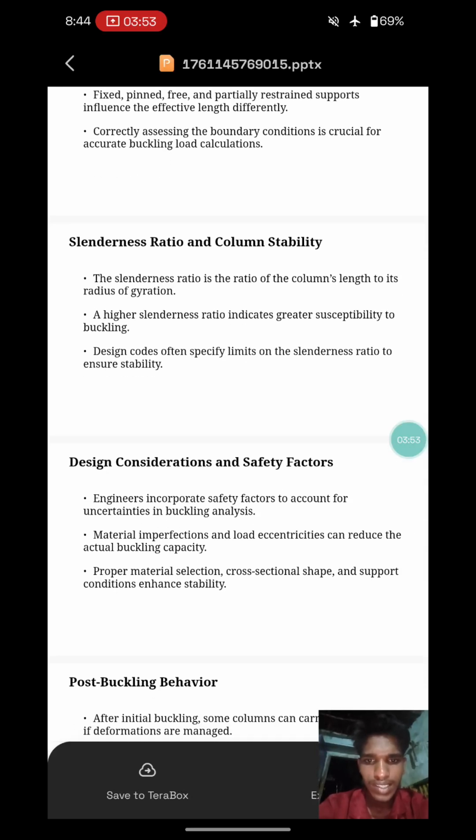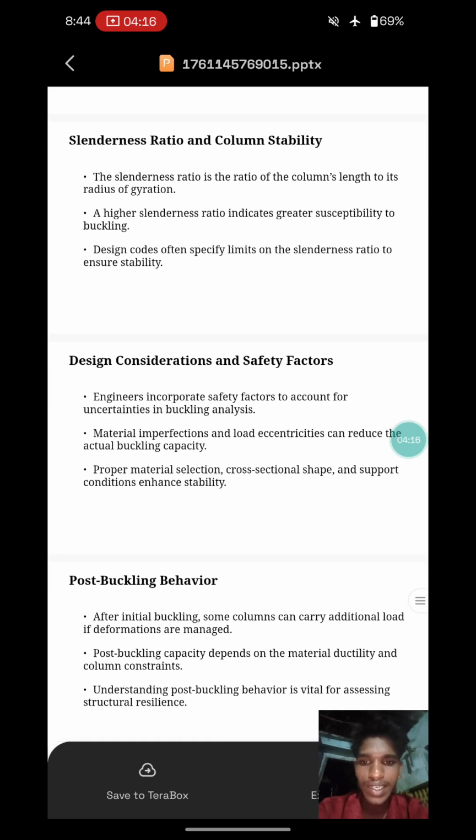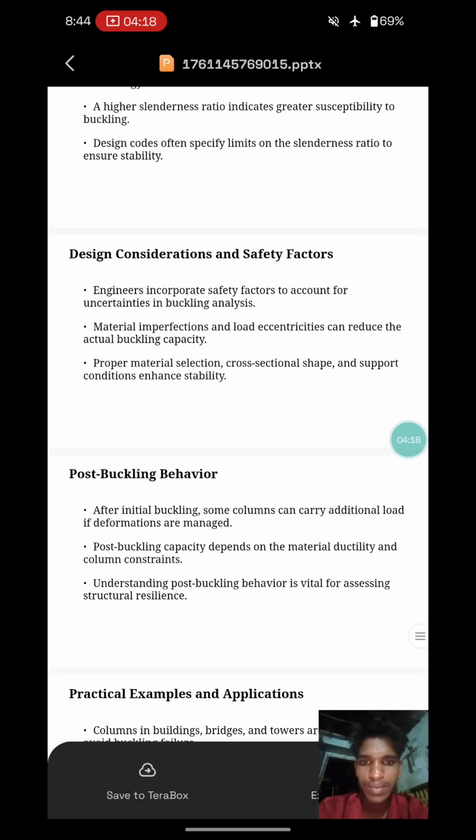Design considerations and safety factors. Engineers incorporate safety factors to account for uncertainties in buckling analysis. Material imperfections and load eccentricities can reduce the actual buckling capacity. Proper material selection, cross-section shape and support conditions enhance the buckling resistance.